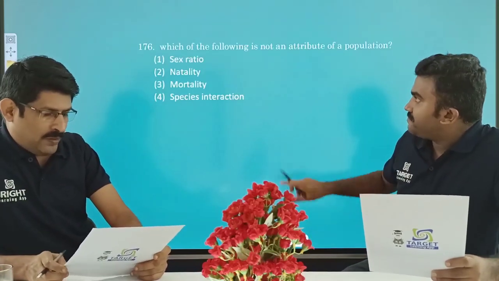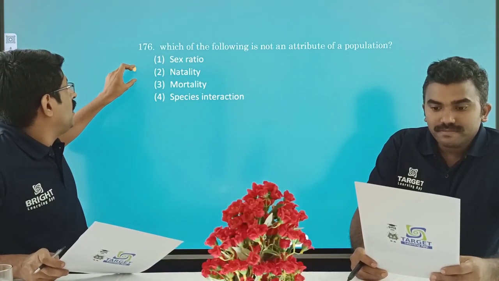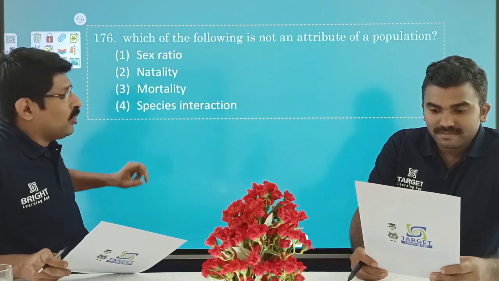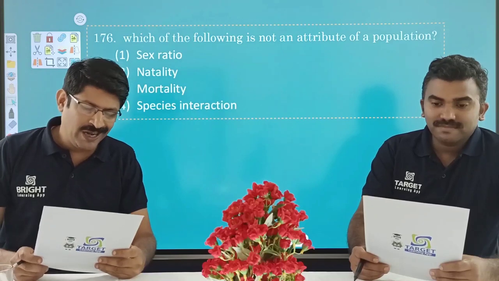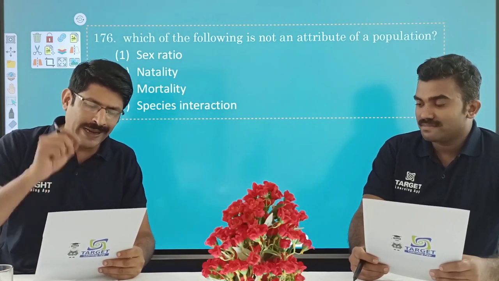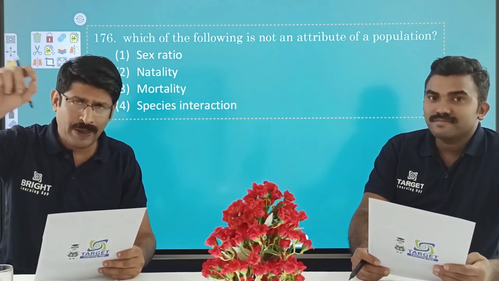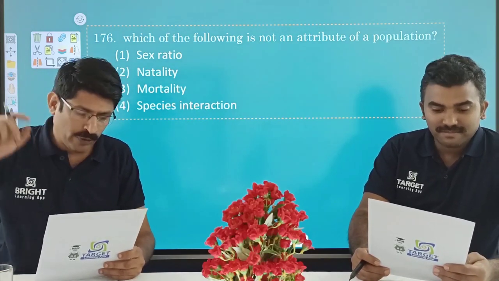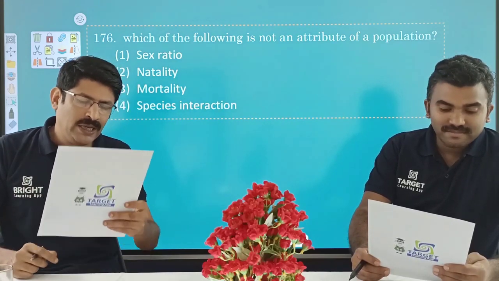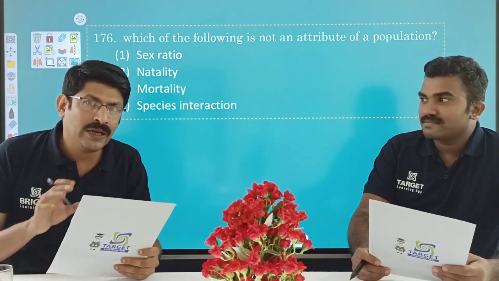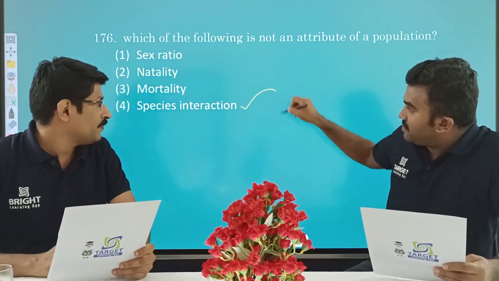And 176, that is from the chapter organisms and populations, page number 227 of NCERT. Which of the following is not an attribute of a population? Sex ratio is an attribute. The heading population attributes is on page number 227. Sex ratio, natality, mortality are attributes, but species interaction is not a population attribute. So the answer is the fourth one, species interaction.